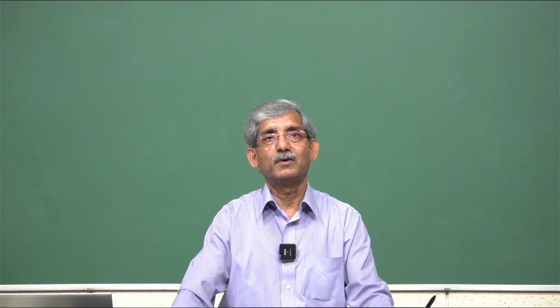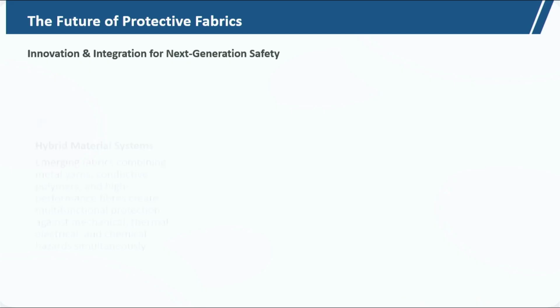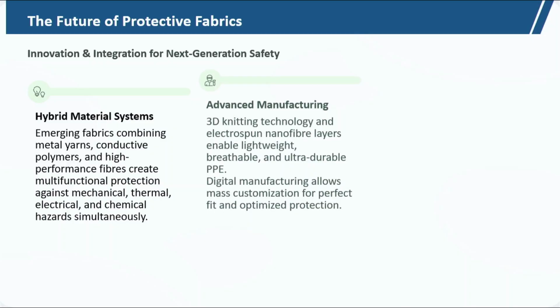Now, the future of protective fabrics: innovation and integration for next generation safety. So, for hybrid material systems, we can go for hybrid materials which will be used for multi-threat protection. In advanced manufacturing, we should use 3D knitted structures, knitting technology, electrospinning and nanofiber layers for breathable, ultra durable PPE kits.